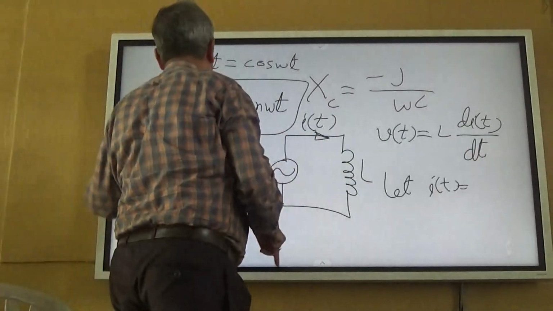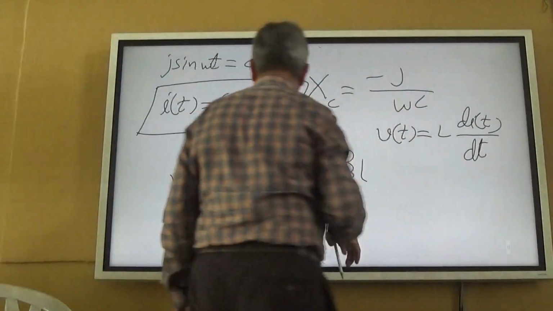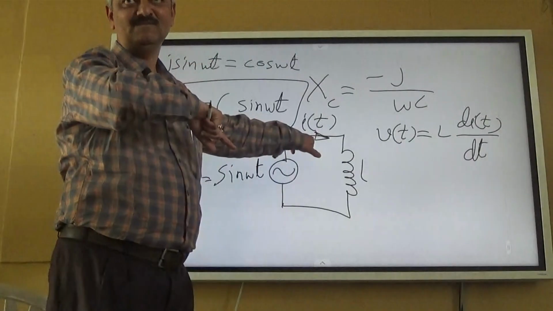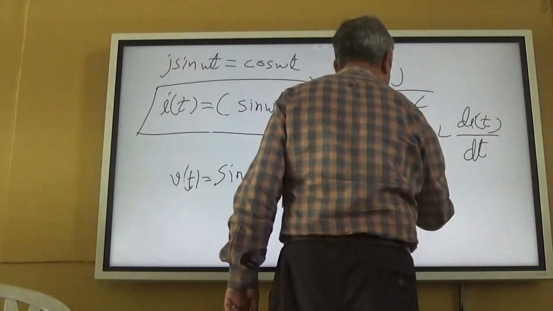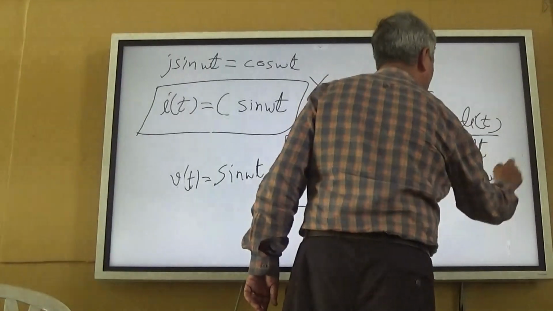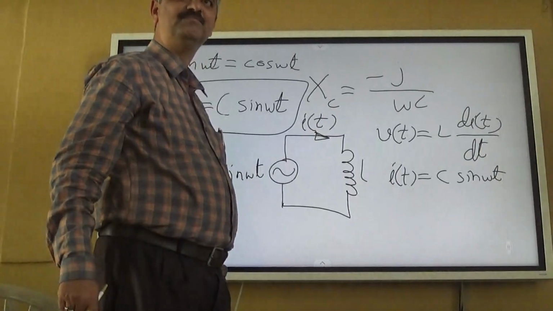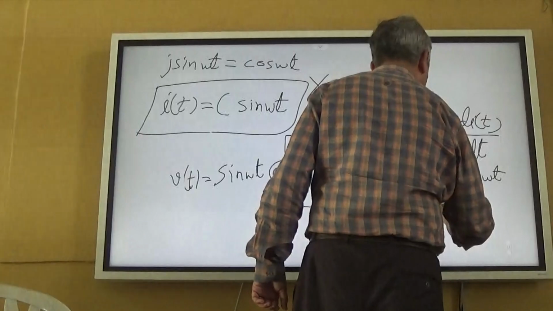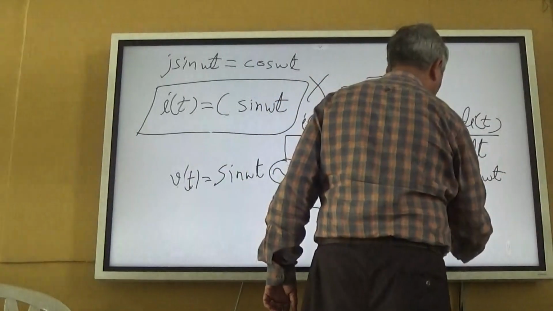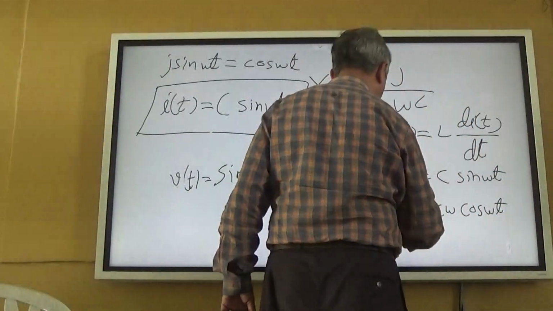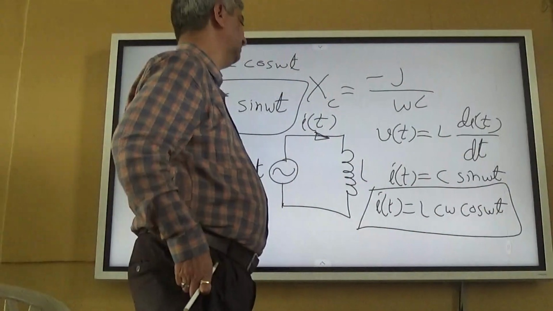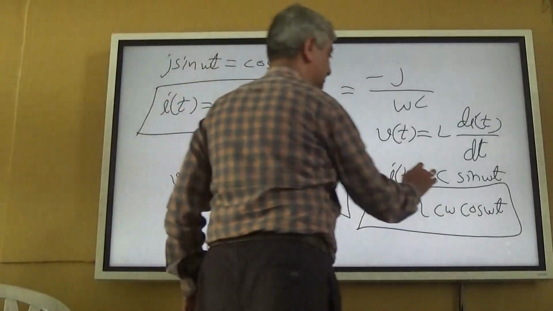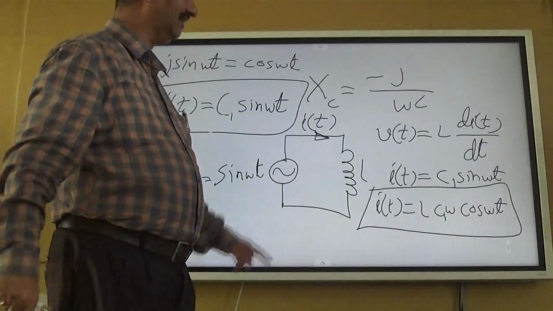So what we do, let it be c sin omega t. Given vt, we have to find it. I do not want to do integration, so I have assumed it: it is c sin omega t. Now what will vt be? vt is L di by dt. So L c omega cos omega t. It is L c1 omega cos omega t, where I call it c1 so that it does not get confused with the capacitor C.